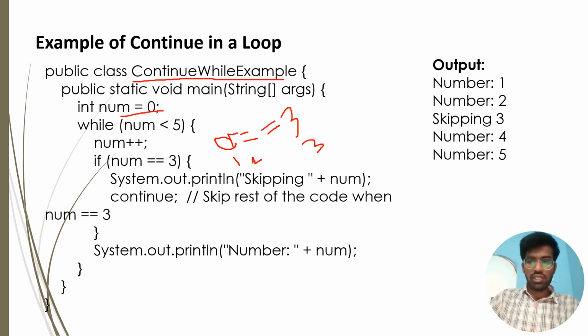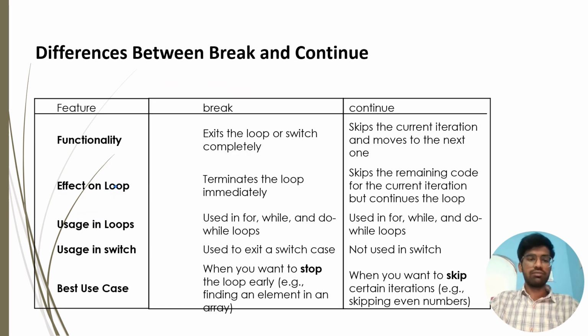In this case we are printing every number: number 2 is printed, and so on for every number. Whenever the condition is true, only then that statement is executed. After that, the loop repeats until num is less than 5, and here it displays number 4. This is the example for the continue statement.